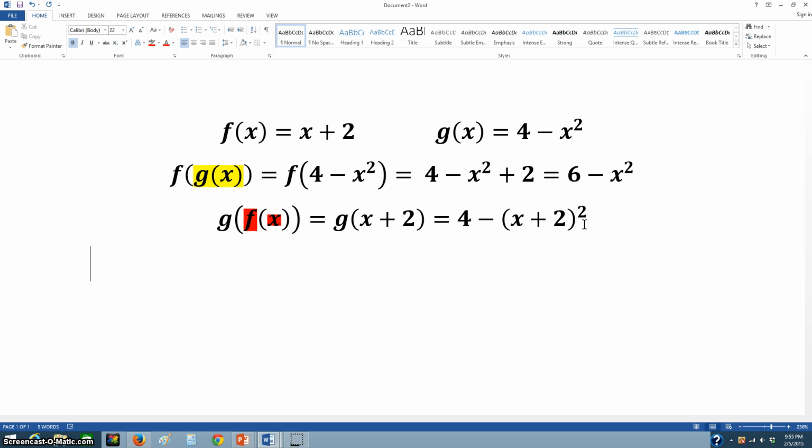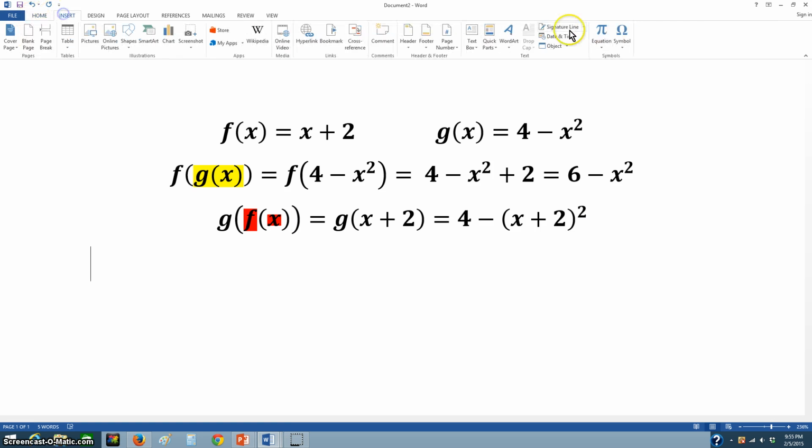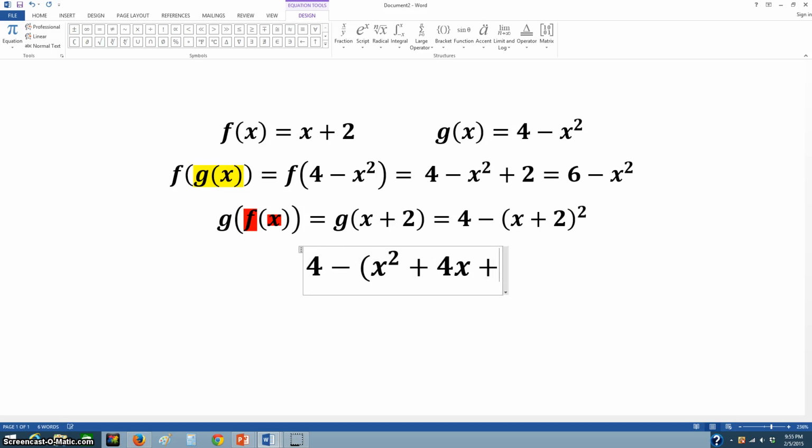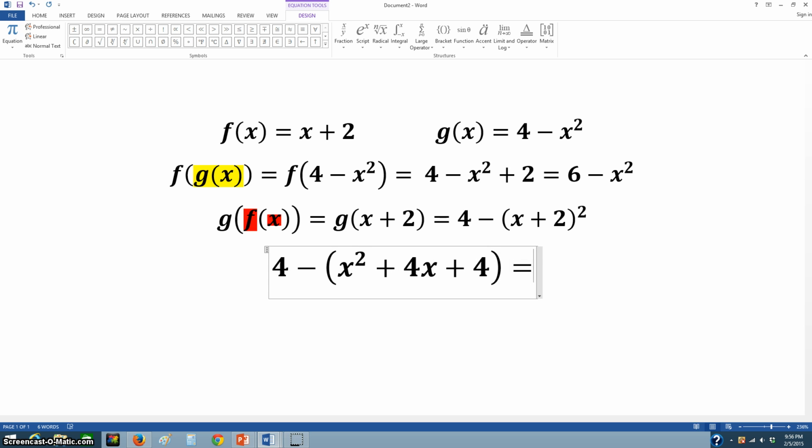So we're going to go ahead and continue from the bottom, and we are going to say 4 minus parentheses. Let's go ahead and do the shortcut. Square the first, so we get x squared. Multiply the first times the second, so x times 2 is positive 2x. Double it, and it's 4x. And then square the last. So what's positive 2 squared? And that's 4. Perfect. Okay, so then after that, we're going to go ahead and distribute the negative.